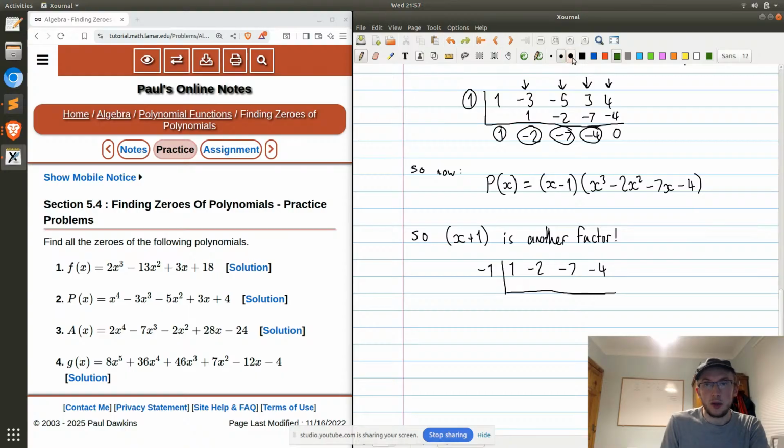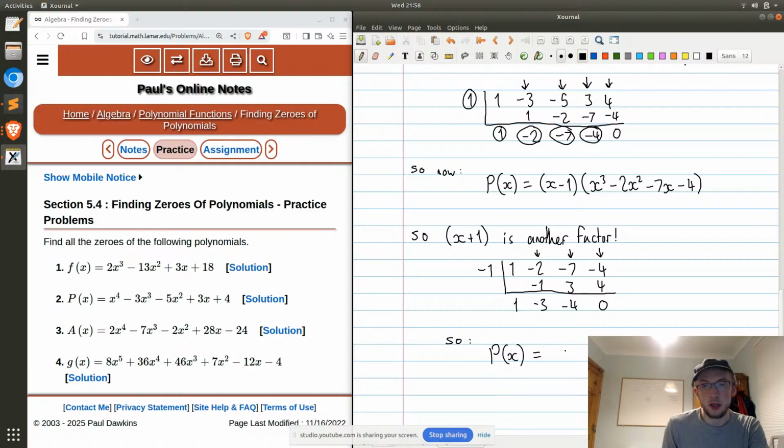Okay, and now I just go ahead and do it. So I've got a 1 right there. Now -1 times 1 is -1, and I add straight down to get -3. -1 times -3 is 3. I add straight down and I get -4. And -1 times -4 is 4. And I add straight down and I get 0, just like I expected.